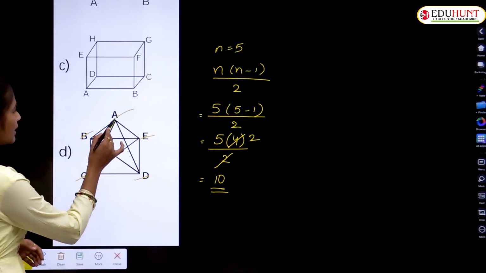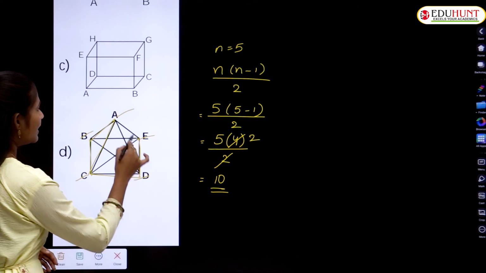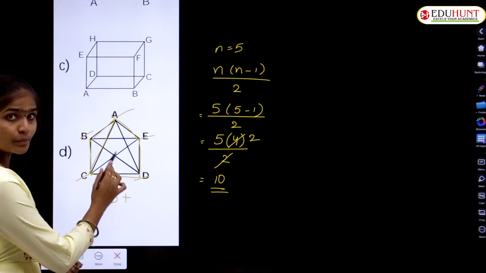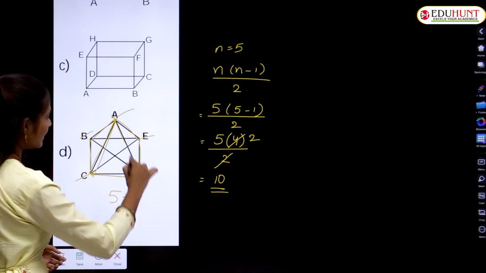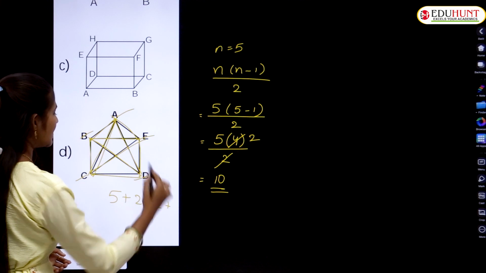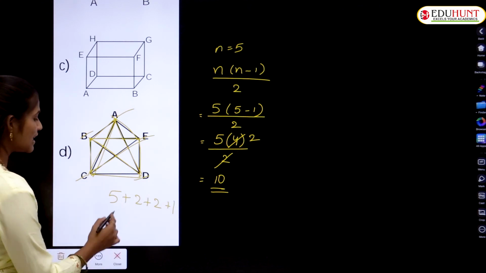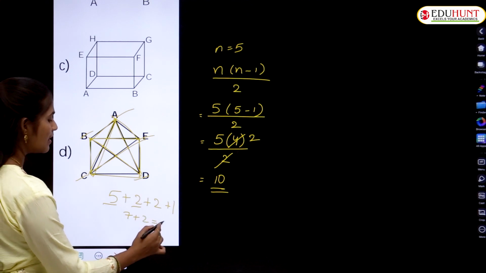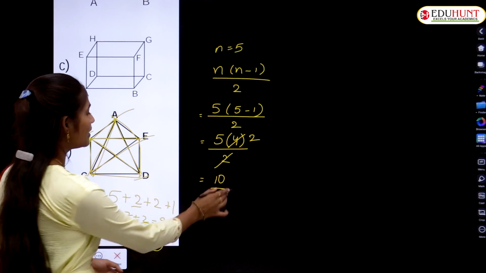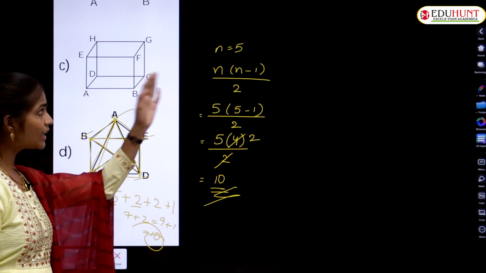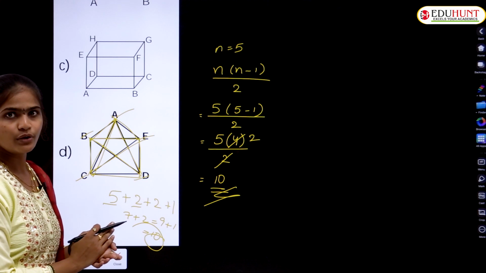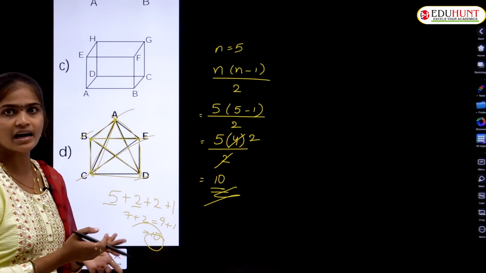Just observe here: AB, BC, CD, DE and AE. How many line segments are there? 5 line segments. Plus, now come to the diagonals: AC, AD, 2, plus BD, BE, 2 line segments, plus CE, 1 line segment. So totally how many line segments are there? 5 plus 2 is 7, 7 plus 2 is 9, 9 plus 1 is equal to 10. So in total 10 line segments are there. We can use this formula only when you have diagonals as well as sides. Then only we can apply this formula, or else we can't apply it.